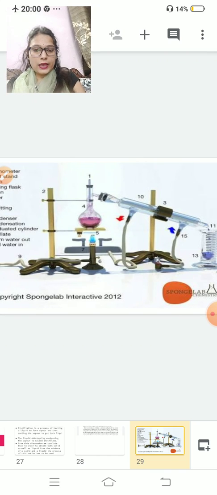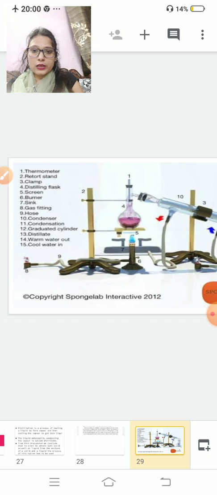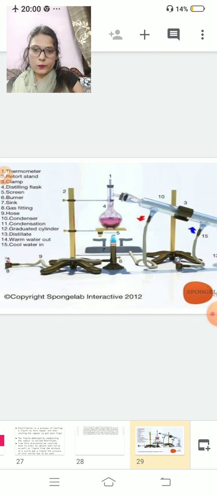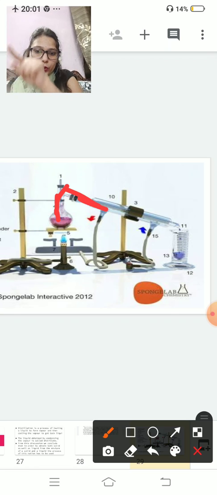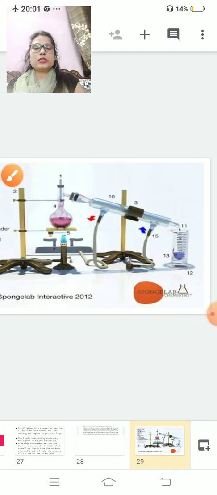This is your round bottom flask. Here you will take a mixture of a solid and liquid. You will put a thermometer on it. This is your water condenser. One should be connected with the tap and another will go to the sink. Here you will put a beaker. Clear? Now when you apply heat, the substance having a low boiling point will start evaporating. Clear? When it evaporates, the vapors will come here and enter this. When it goes through this condenser, that water will lower the temperature, and the vapor will again come in the form of liquid, and that liquid will collect over here. Like this, you can use distillation as a separation technique.